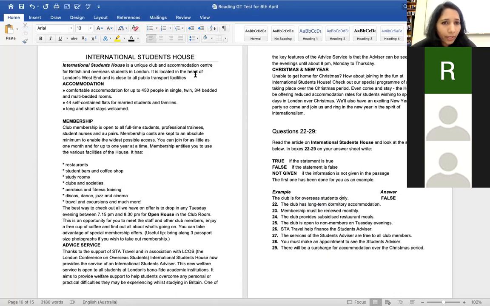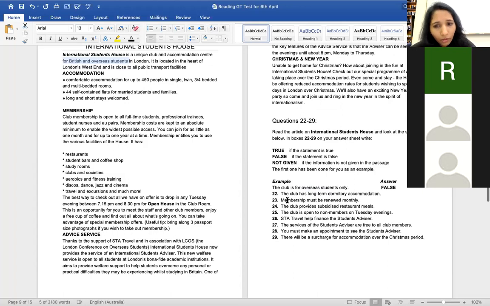So if you go here, accommodation center for British and overseas students. So that's why the answer given here is false. Is this clear? Yes. So if you look at the next one, membership must be renewed monthly. Renewed is our keyword, membership is our keyword, and the qualifying word here is monthly. How frequently? Every month. So we go looking for membership.